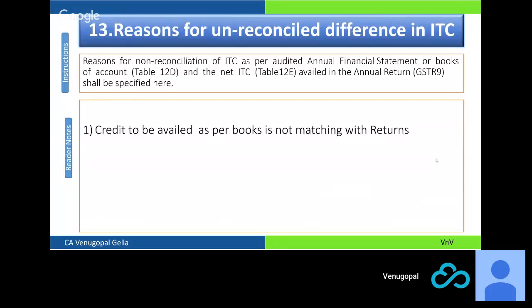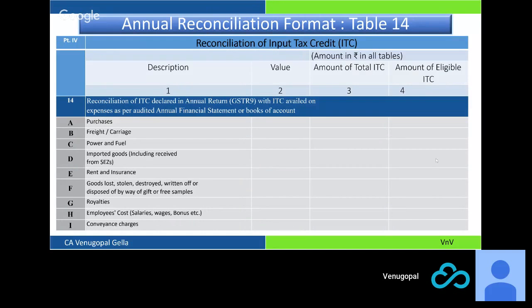It could be various things. The credit availed as per books is not matching, maybe typographical errors, or it may have been capitalized in the books or written off in the books but taken in GSTR-9. So various things could have happened and the reasons would be given.